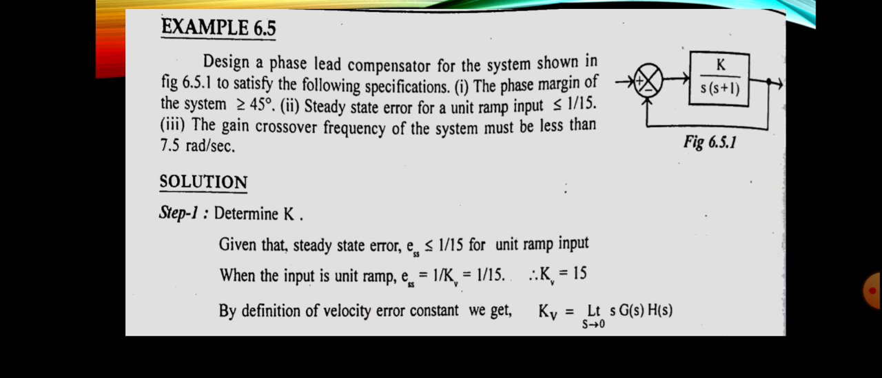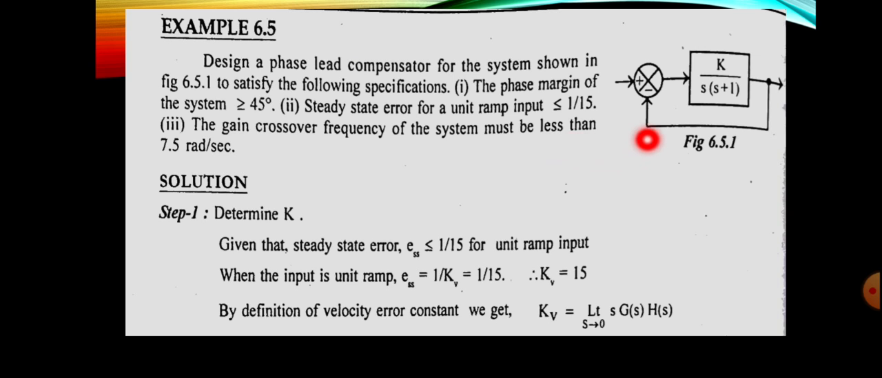So, you are asked to design a lead compensator, and that lead compensator should satisfy these conditions: phase margin should be greater than or equal to 45, steady state error should be less than or equal to 1 by 15, and gain crossover frequency should be less than 7.5 radian per second. Those are the three requirements.